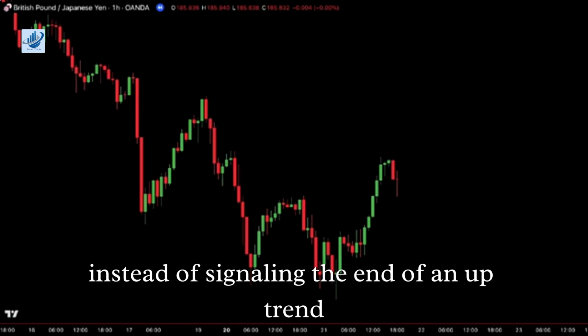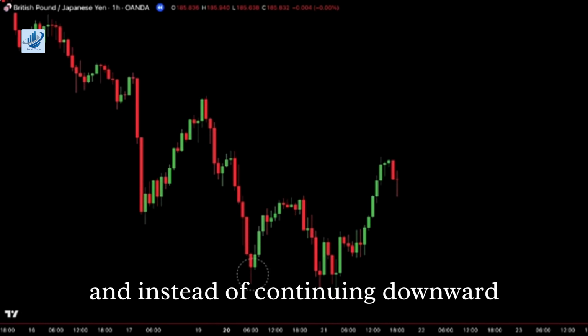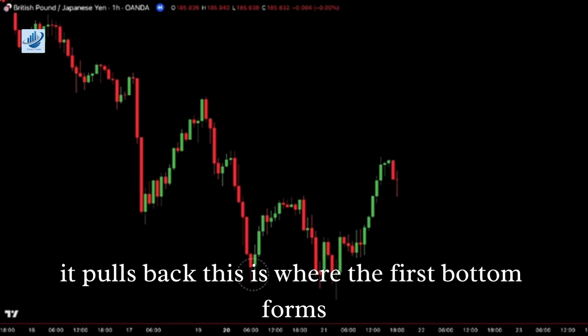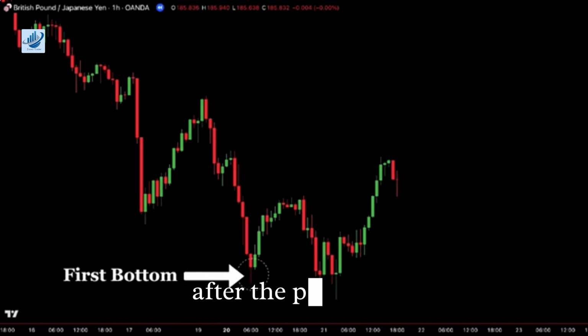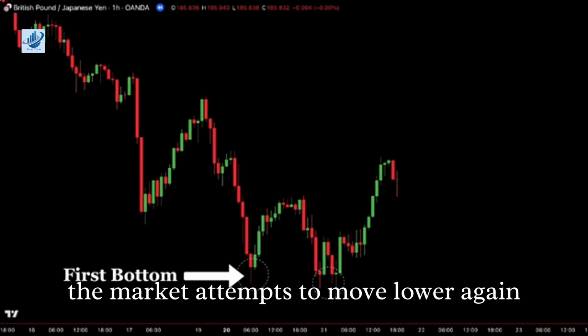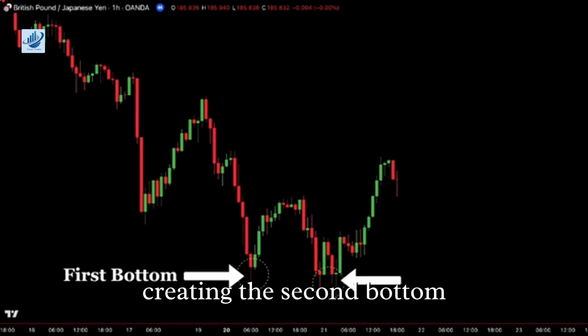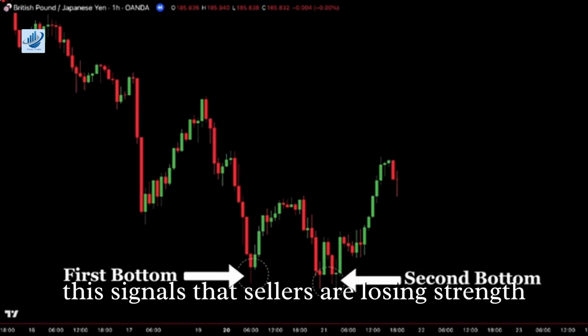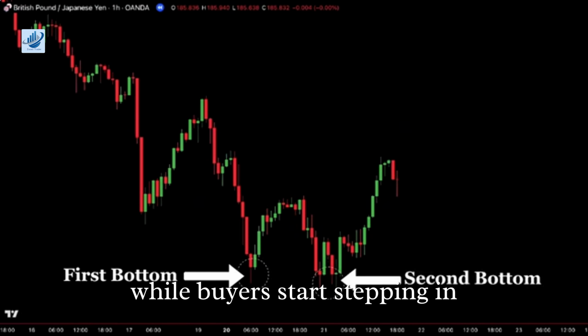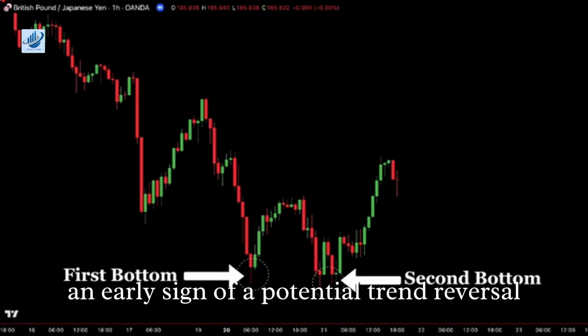As you can see, the market has been in a downtrend with sellers in control, but at this level, price reaches a strong low and instead of continuing downward, it pulls back. This is where the first bottom forms. After the pullback, the market attempts to move lower again, but this time sellers fail to break below the first bottom, creating the second bottom. This signals that sellers are losing strength while buyers start stepping in, an early sign of a potential trend reversal.